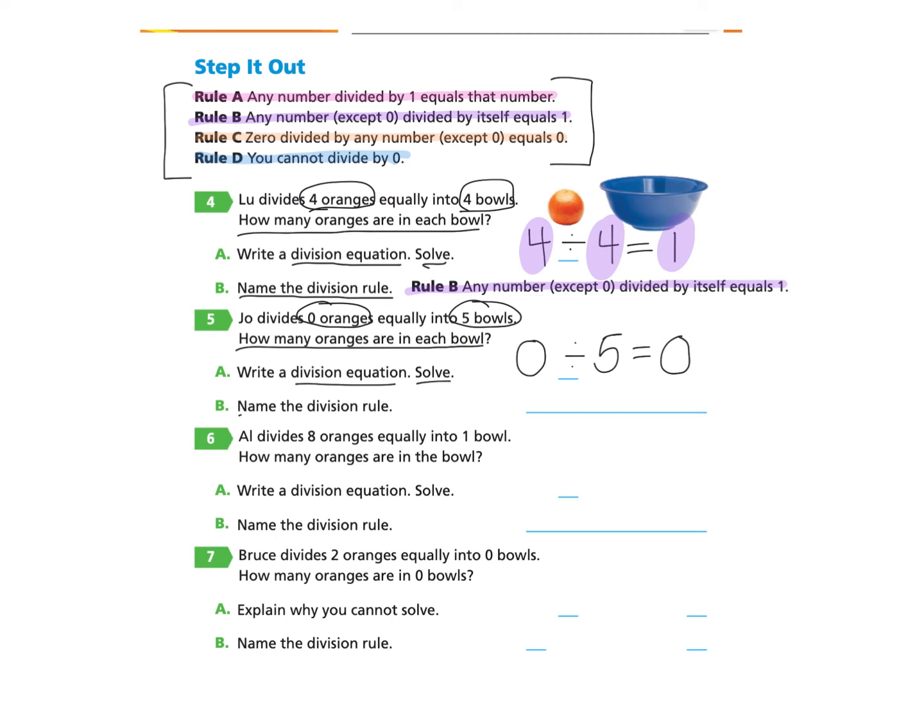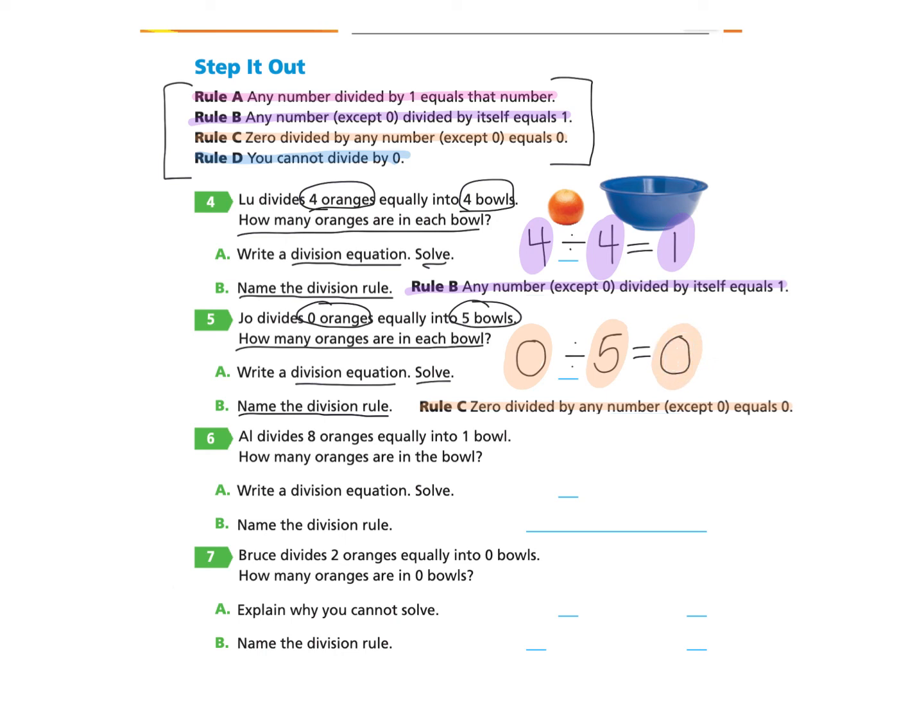Now again, we get to find and name the division rule from the list of rules under Step It Out. If you want to pause at this part, you can do that as well. And when you come back, you will find that the division rule, rule C, matches this division equation. 0 divided by any number, in this case it was 5, except for 0, equals 0. All right, let's try the next part.